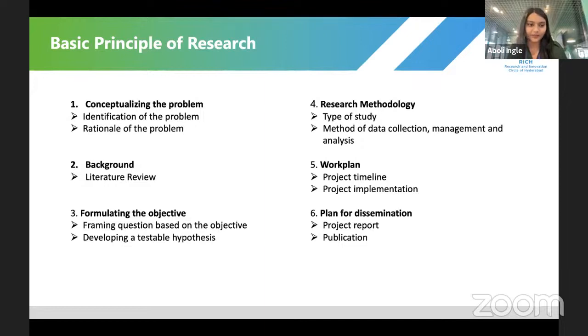I'll give you a simple example. I'll use the same example in the rest of the presentation. Let's say, for example, we have to understand the prevalence of hypertension in a population, right?